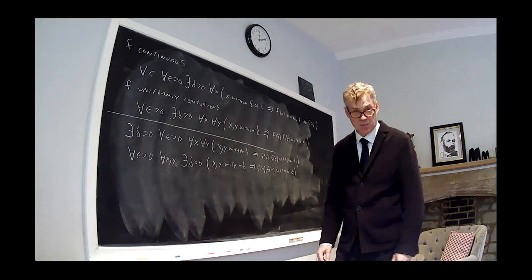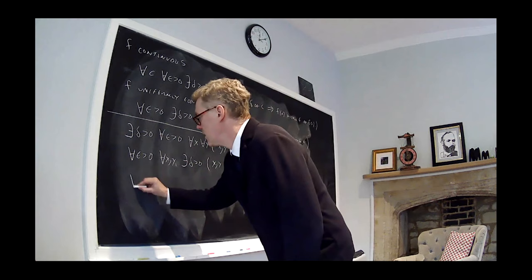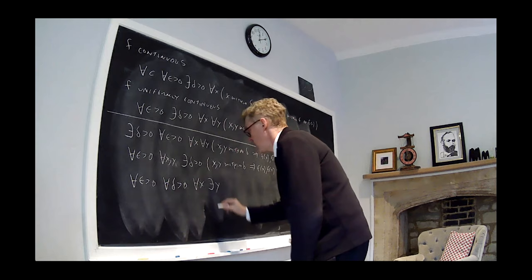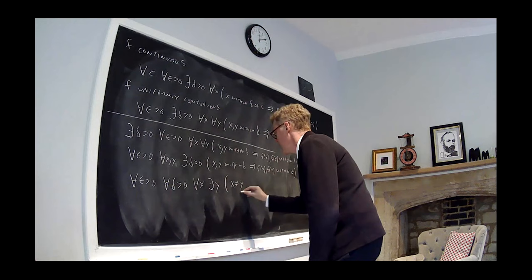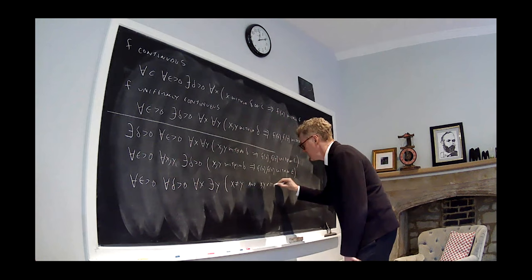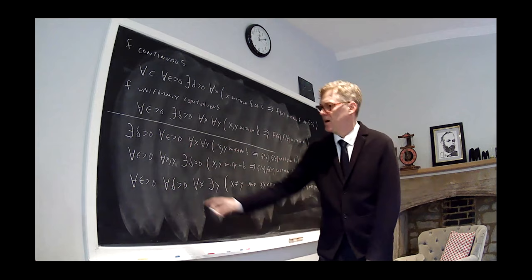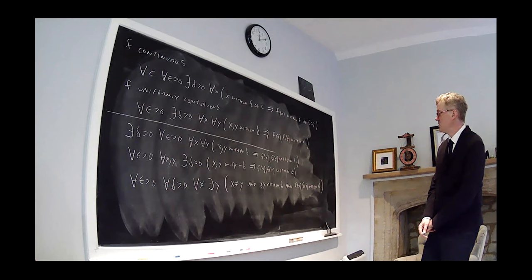Okay, so here's another one. For every epsilon bigger than zero, for every delta bigger than zero, for every x, there is a y so that x is not equal to y, and x and y are within delta, and f of x and f of y are within epsilon. Okay. So I encourage you to think about the meaning of this statement. I won't say the answer, but if you're watching this video on YouTube, then you can please post your proposal in the comments.